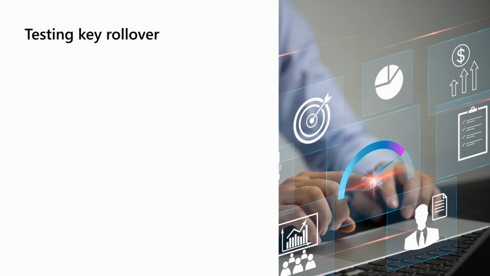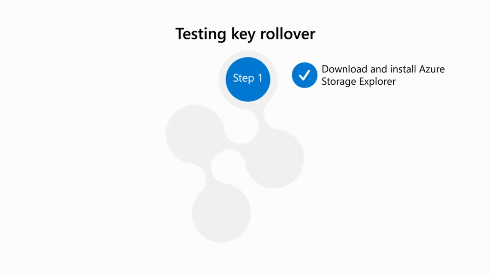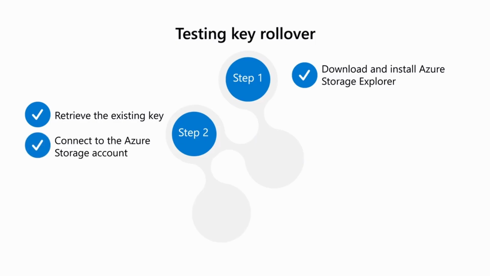To test key rollover, you will perform 4 steps. While performing these steps, you will use the Azure portal to fetch the access keys and Azure Storage Explorer to connect to a storage resource. First, you will download and install Azure Storage Explorer. Next, you will retrieve the existing key for a storage account from the Azure portal and connect to the Azure Storage account successfully using Azure Storage Explorer.